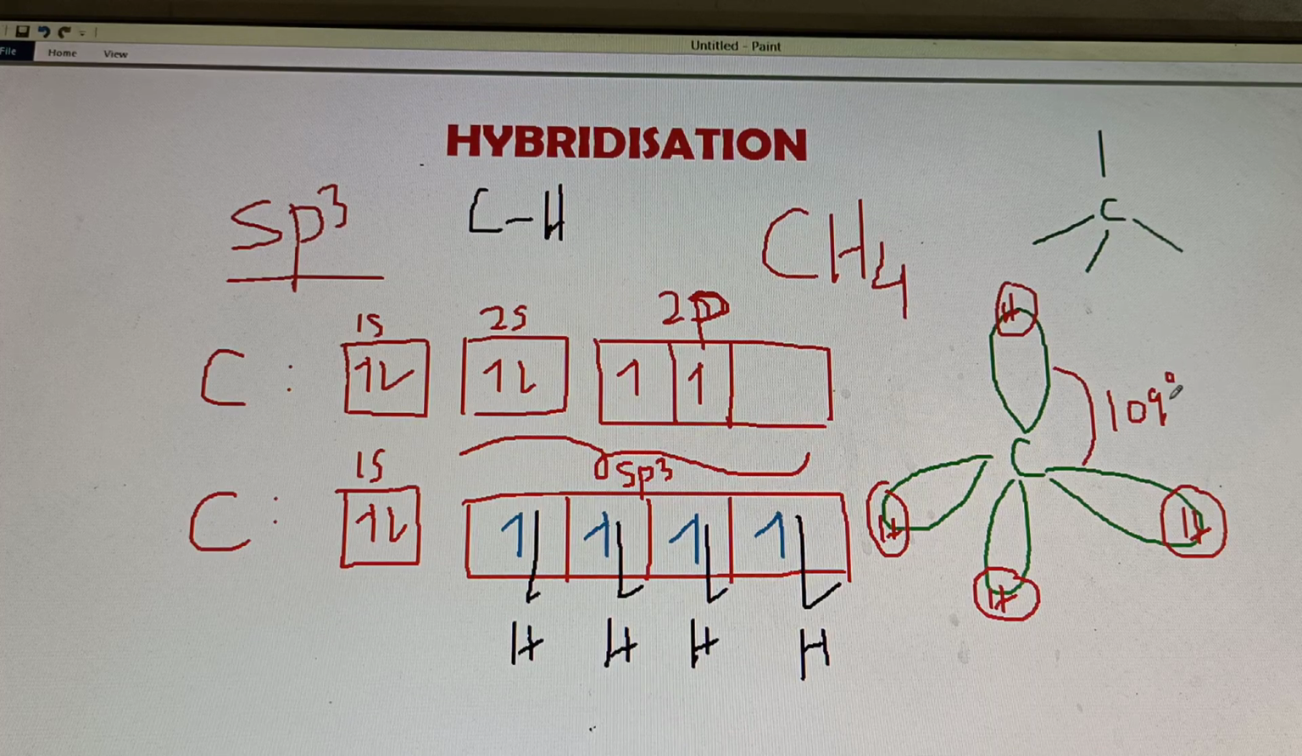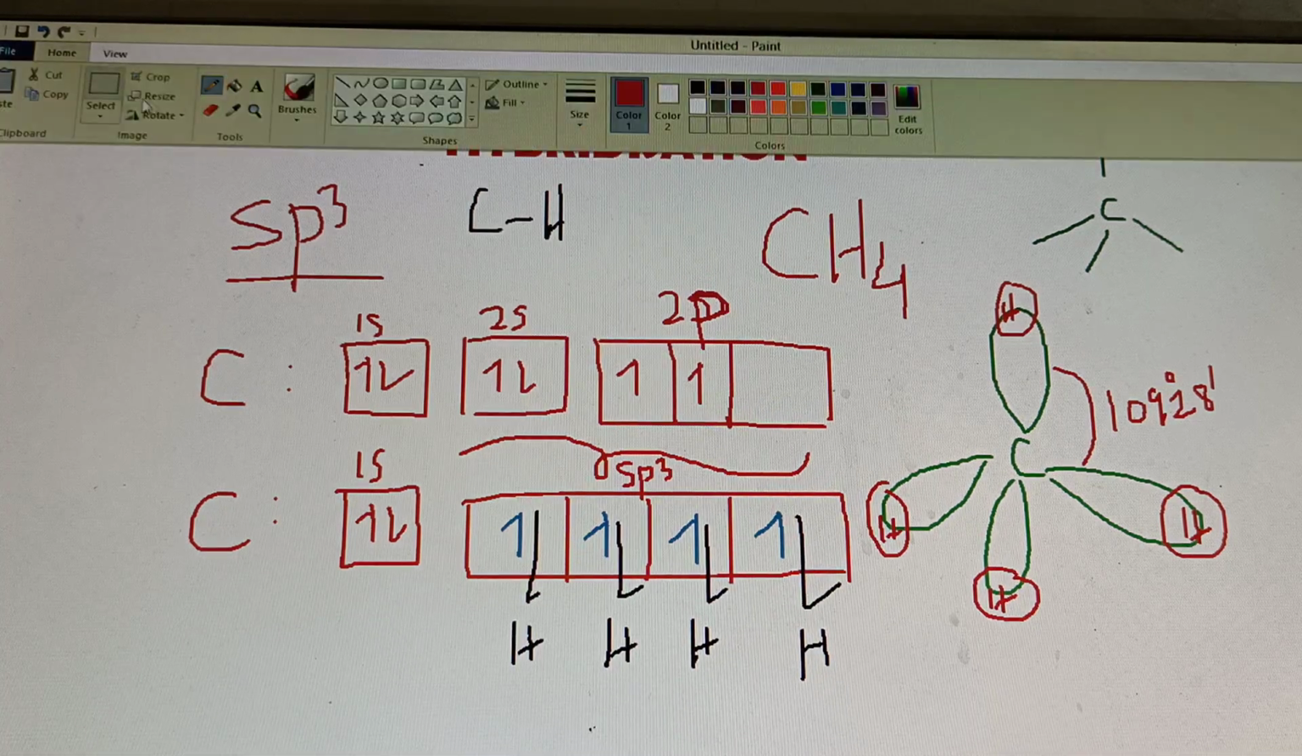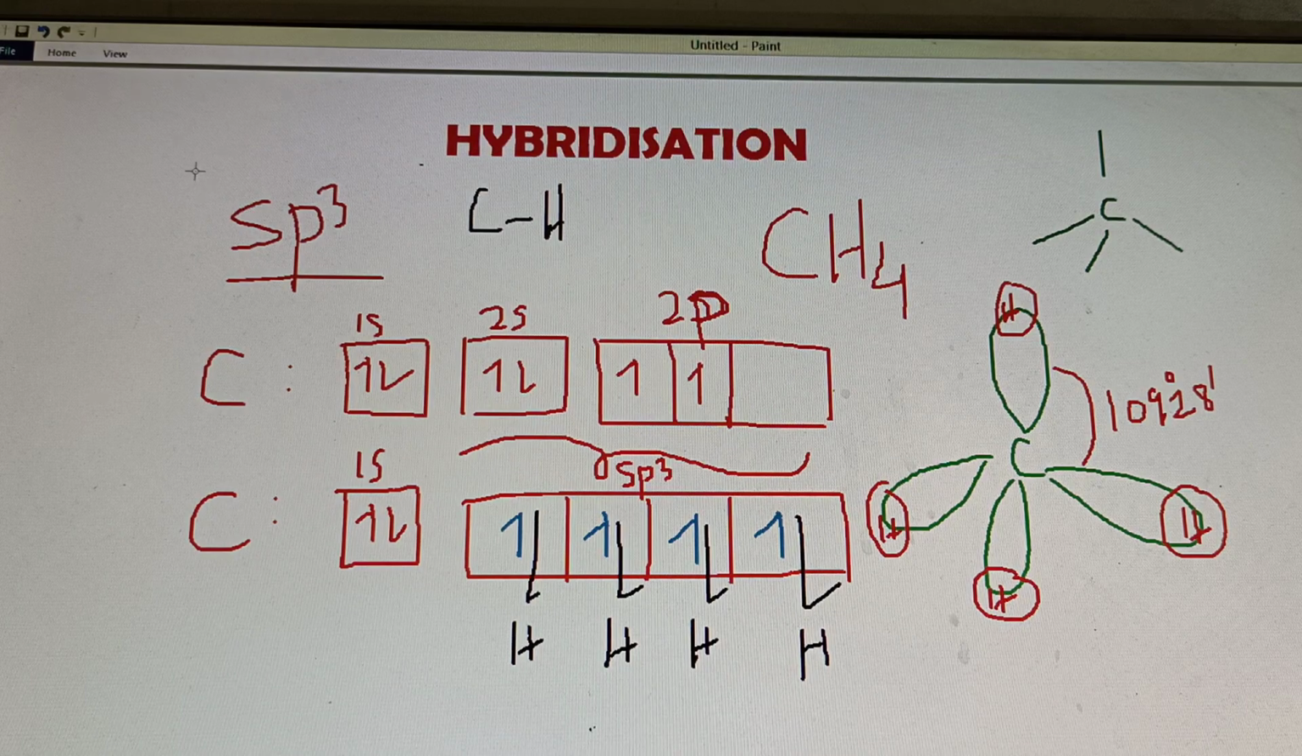The ideal bond angle for a tetrahedral structure is 109 degrees 28 minutes. So this is the bond angle for an ideal tetrahedral molecule. Clear? Okay, next we discuss another molecule.